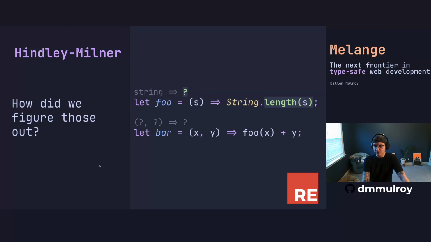Again, we're going to look at string.length. We know that from the type definition of string.length, it will only ever return an integer. Therefore, we can accurately infer that foo must return an integer.